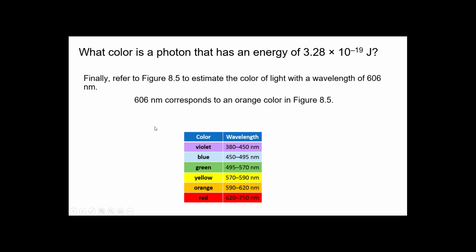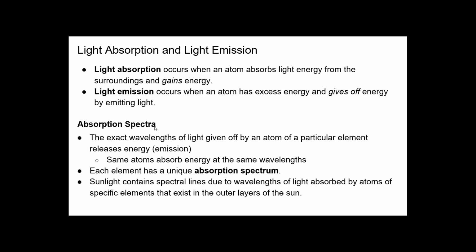So that's why we use nanometers when we're discussing visible wavelengths, because we can instantly group it and see it easier. Light absorption and light emission. Light absorption occurs when an atom absorbs light and gains energy. Light emission occurs when an atom has excess energy and gives off energy by emitting. So it's relieving itself of that.